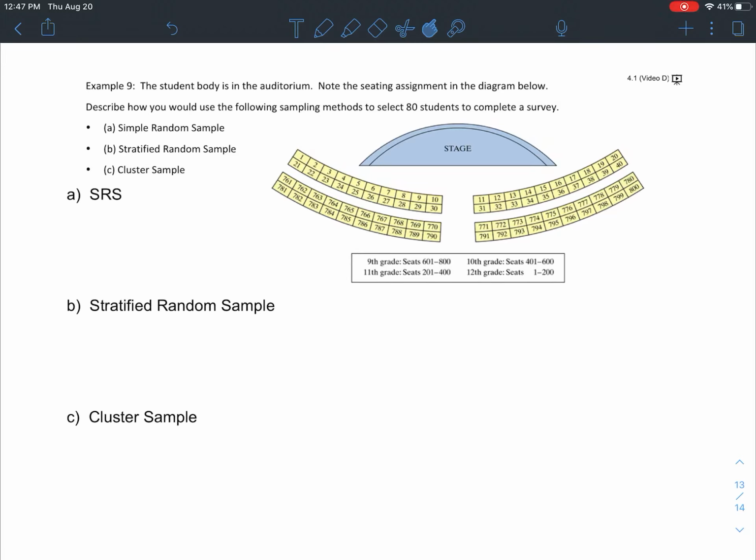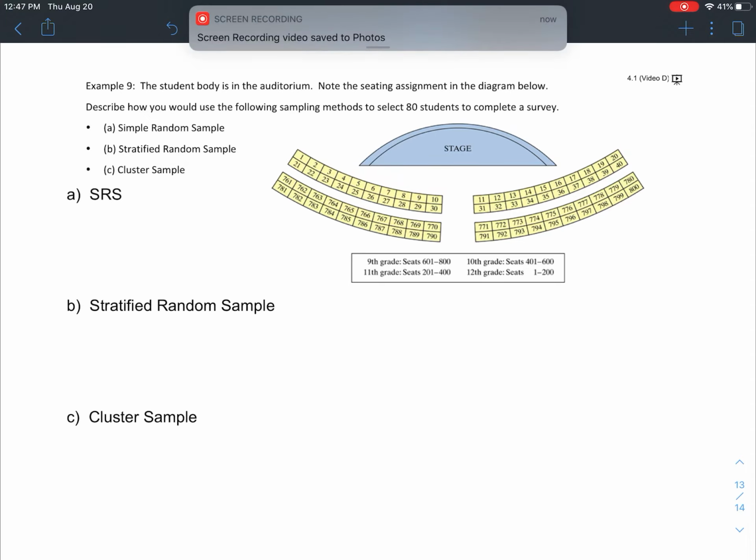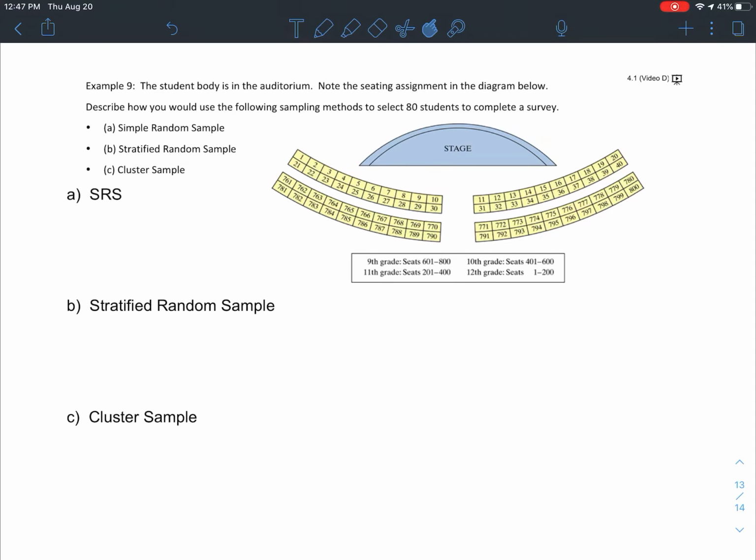Okay, so just to wrap up this unit on different ways of collecting samples, we've talked about a simple random sample, we've talked about stratified sampling, we've looked at systematic sampling, and then we also looked at cluster sampling. This is saying that the student body is in the auditorium. Note the seating assignment in the diagram below. You can see these are the seats here, these little yellow boxes.